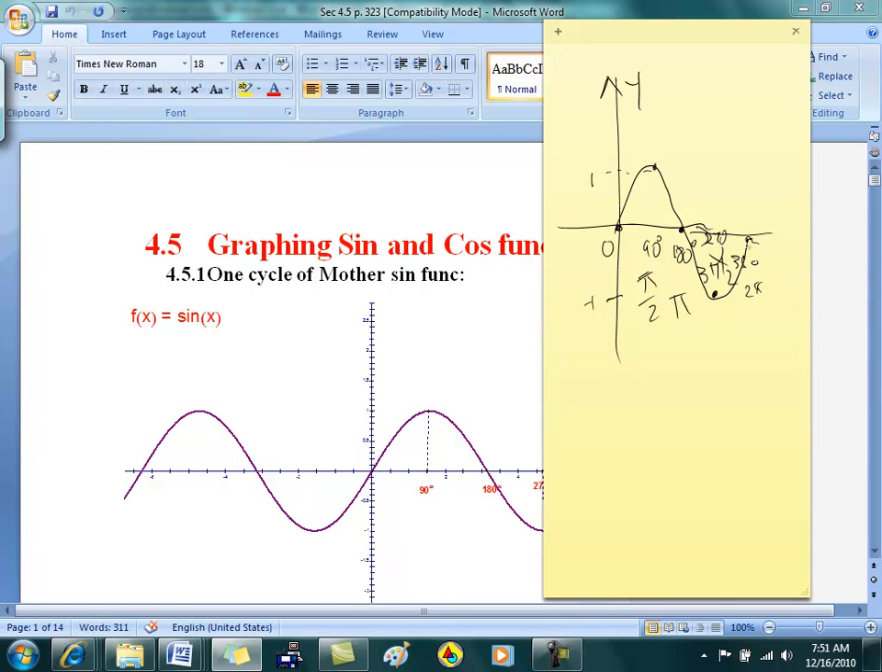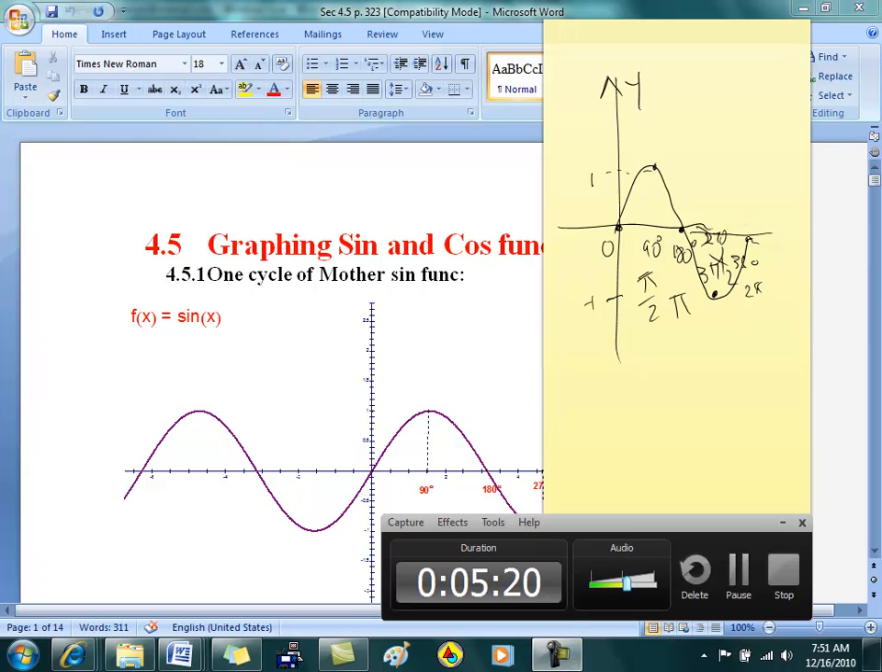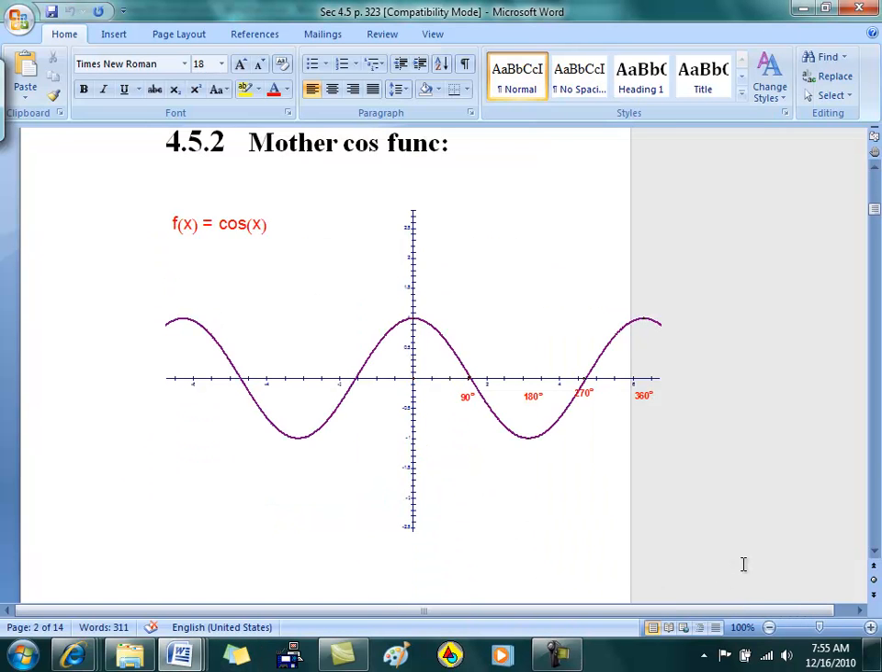So using those ideas, can you do me one cycle of a cosine function? Okay. So what you can see is that Josh drew this part, from here all the way up to 360. Right, so that's what you drew. That's one cycle. Okay, so everybody get the mother cosine?